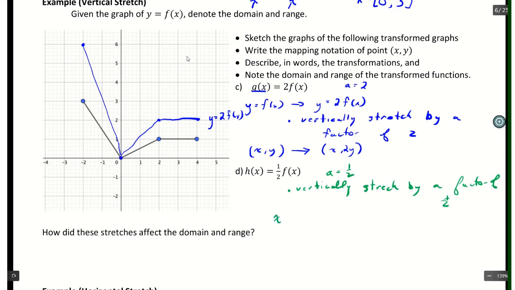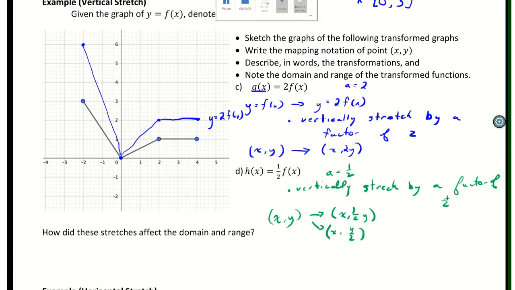So we start off with points (x, y). Now how does this change? a really affects only the y's, so the x's stay the same and the y's become 1/2 y. Or another way of saying this, we can multiply the y values by 1/2, or simply we can divide the y values by 2. Those are the same process.